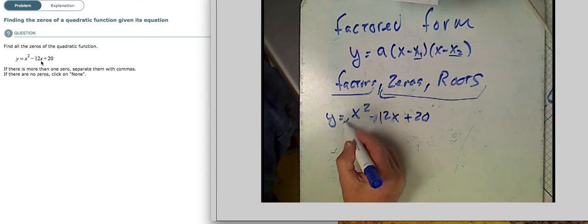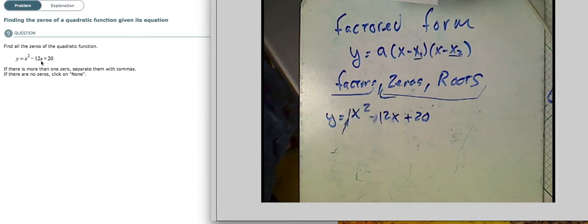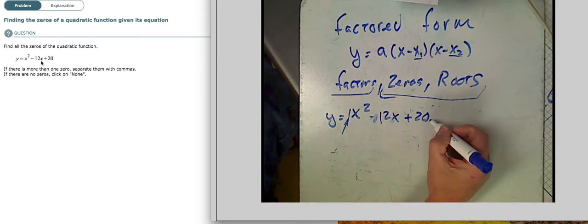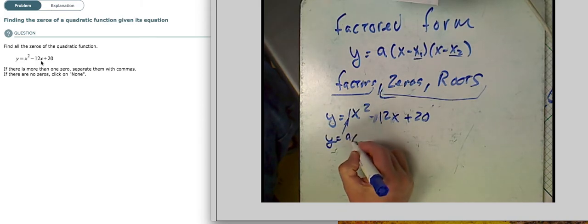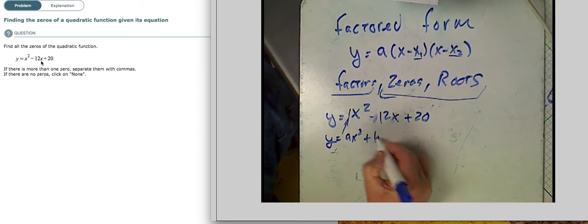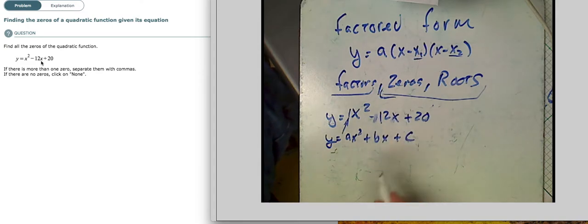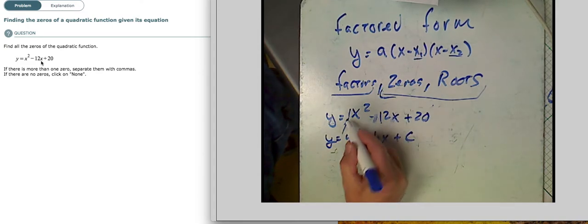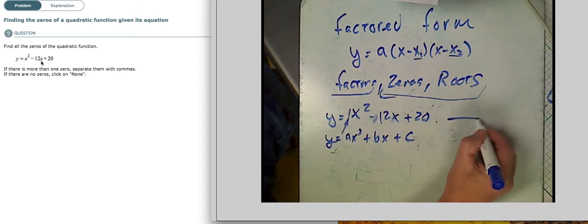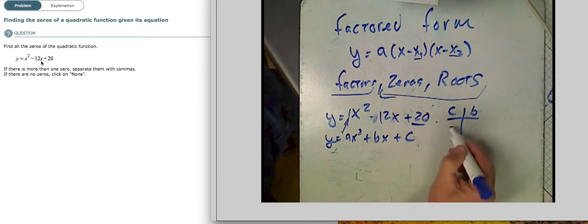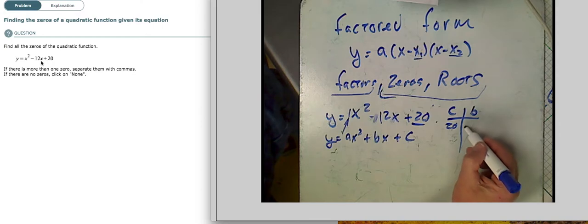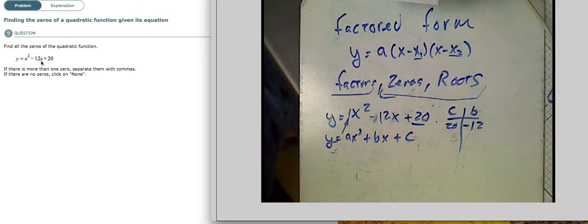And so in this case, a is 1, which makes our job pretty easy. All we have to do is remember that these follow the form ax squared plus bx plus c. And when a is 1, as it is in this instance, then all we have to do is find factors of c that add to b. So in this case, we have factors of 20 that add to negative 12. And those signs are real important.